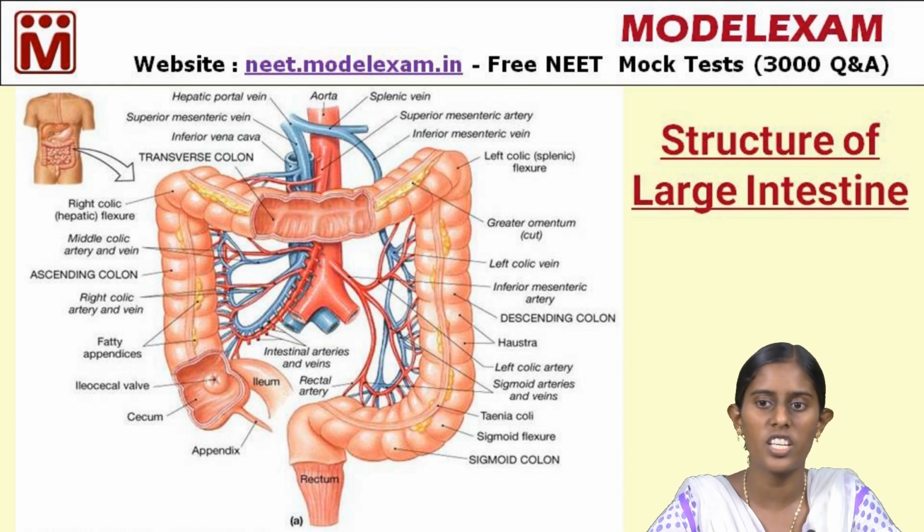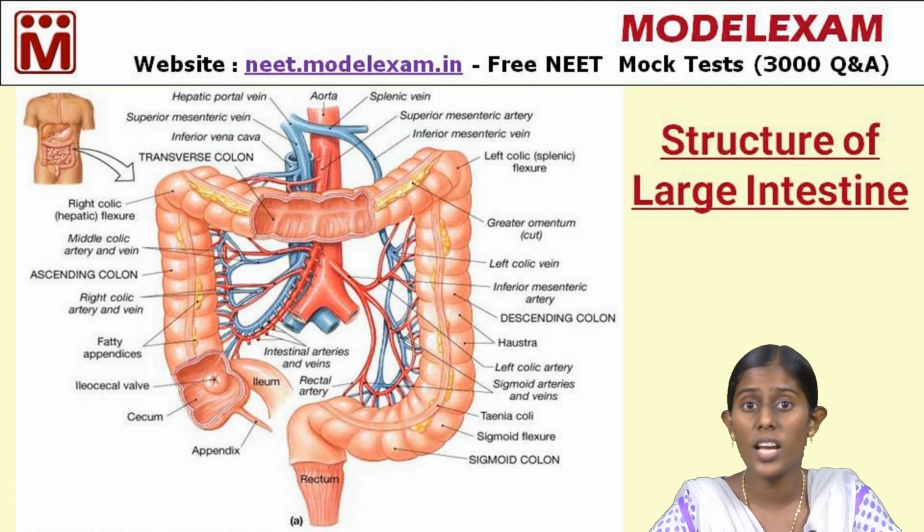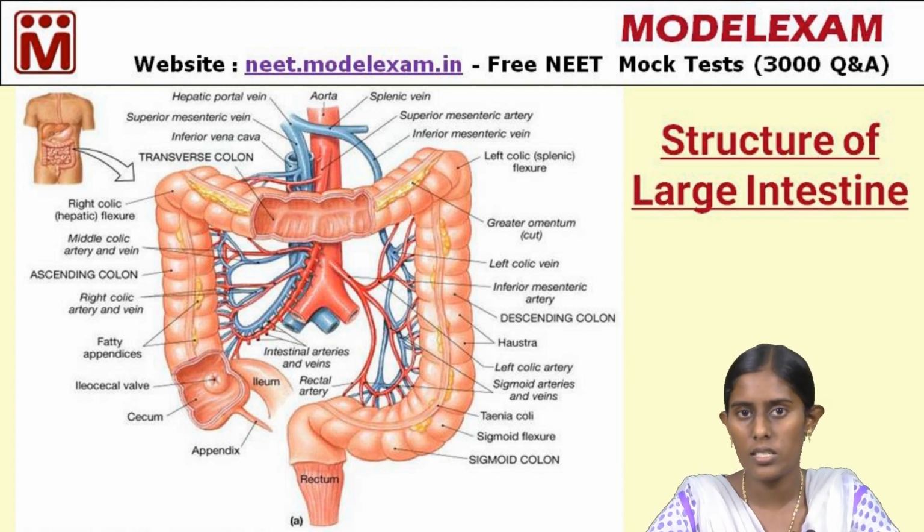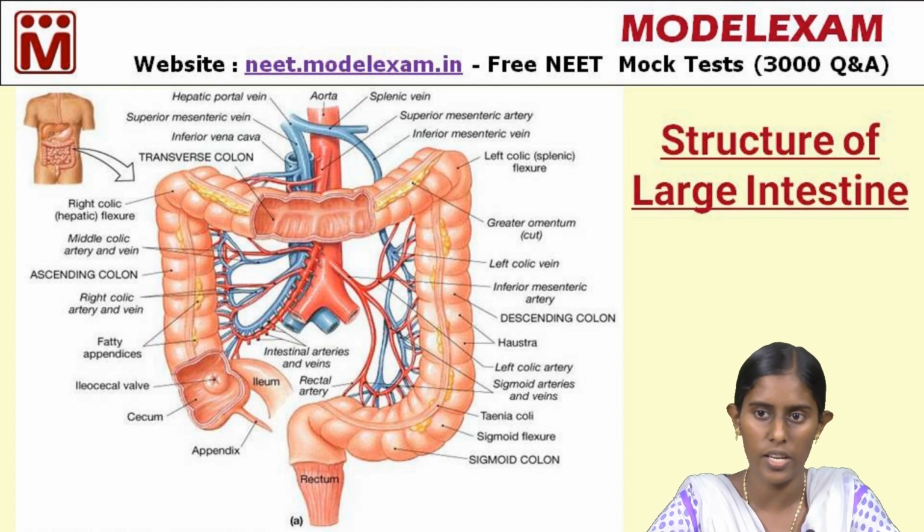The cecum region is full of symbiotic bacteria. It has so many symbiotic bacteria, one example is Escherichia coli. These symbiotic bacteria help in the digestion of this roughage, the fiber molecules. They digest the cellulose and convert it into glucose molecules that are absorbed in the large intestine regions.